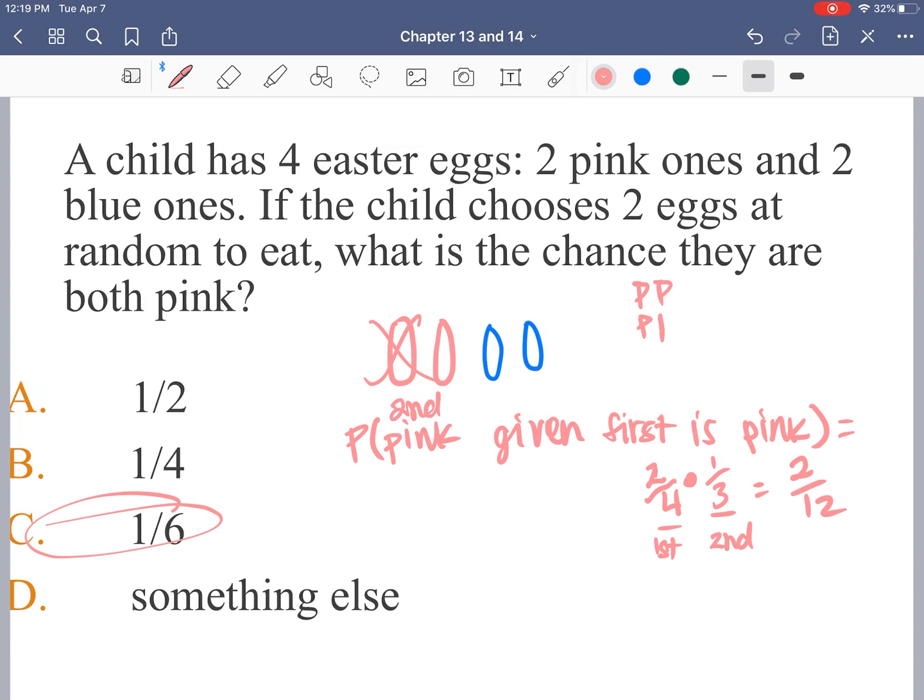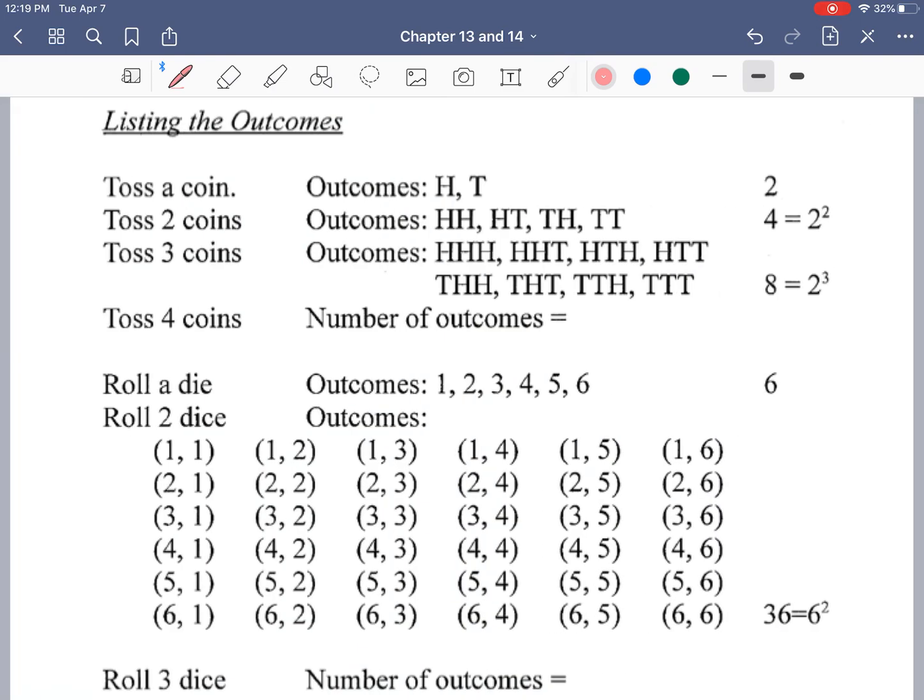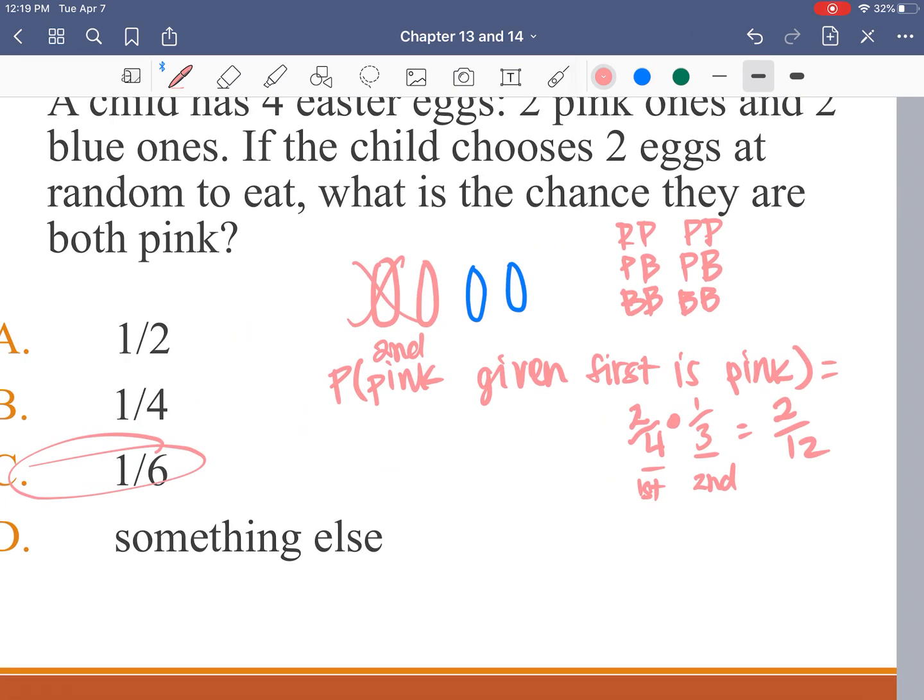Another option would be to go through and write all your possibilities out. Pink, pink; pink, blue; pink... Oh, I guess there's also another pink, pink option. Pink, blue; blue, blue; blue, pink; and so on. You'll get 12 options there somehow, and you'll see 2 of them are pink, pink. So you've got 2 options out of 12 to do that one.